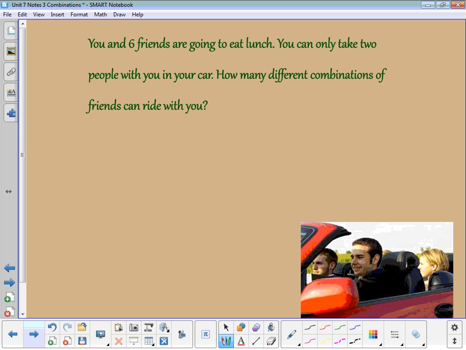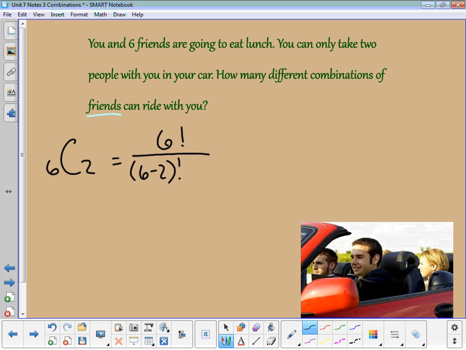Let's take a look at number 5. In number 5, it says you and 6 friends are going to lunch. You can only take 2 people in your car. How many different combinations of friends can you pick? So I have 6 friends to choose from, and I'm choosing 2 of them to go with me in the car. That's the same thing as 6 factorial over 6 minus 2 factorial times that extra 2 factorial down there. 6 factorial over 4 factorial times 2 factorial.